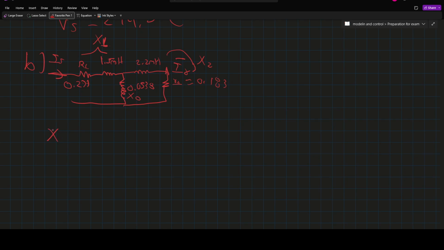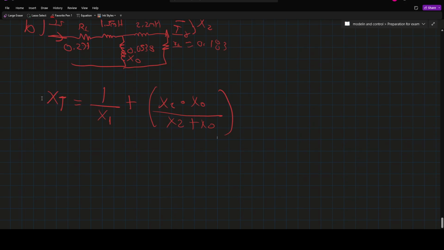So we know that current is voltage over resistance, so we first need to find our total resistance or total impedance. That is going to be 1 over x1 plus x2 times s0 over x2 plus x0. This is going to give us our total equivalent impedance.